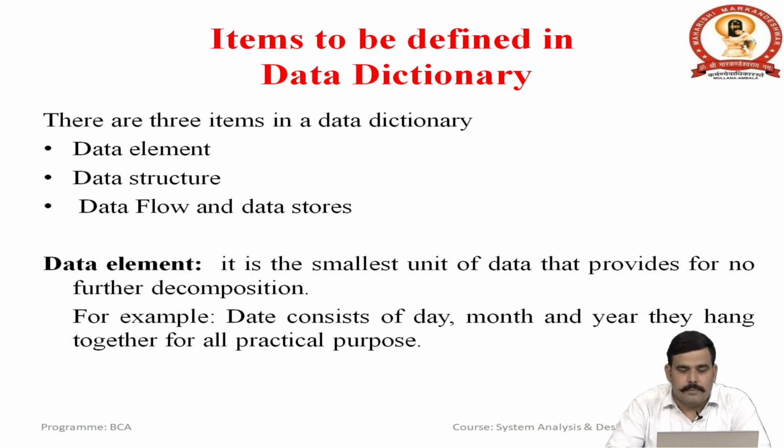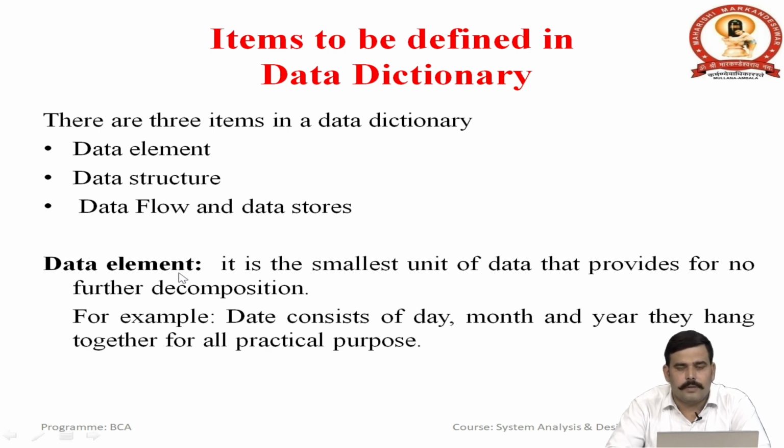There are some items that we have to define while we are creating a data dictionary. The data dictionary is a repository for storing the data for a system. So, there are three types of items in a data dictionary which we have to define while creating a data dictionary for a system during the structure analysis.